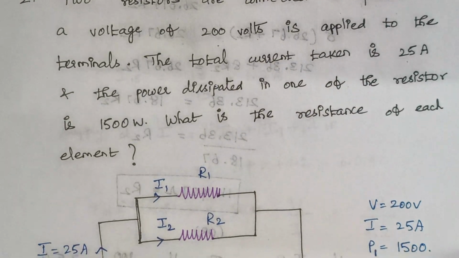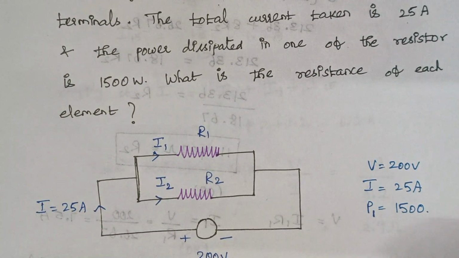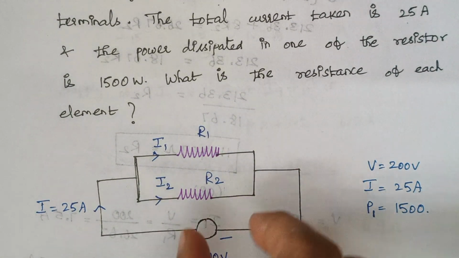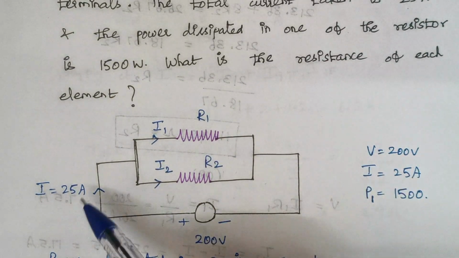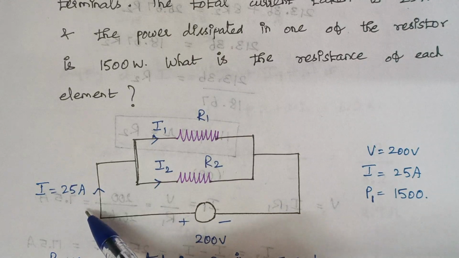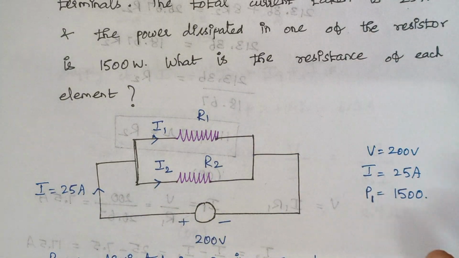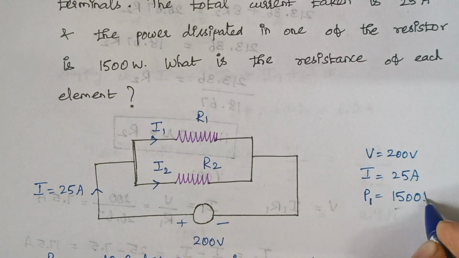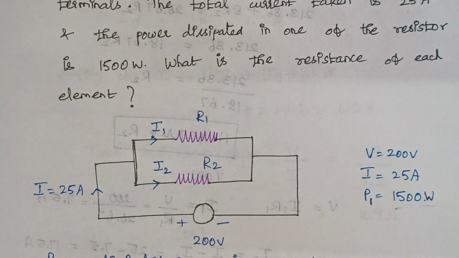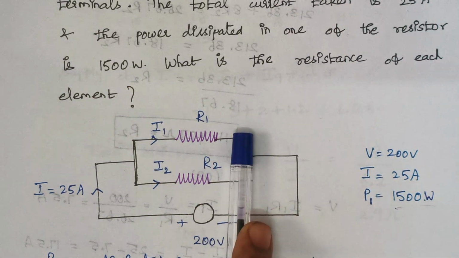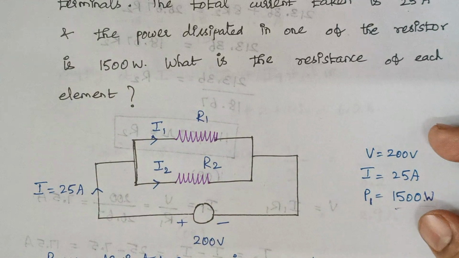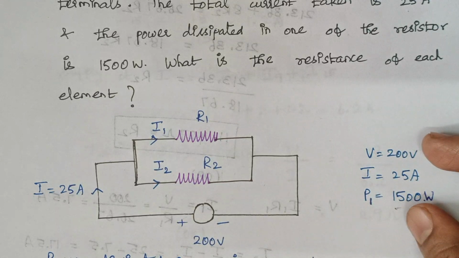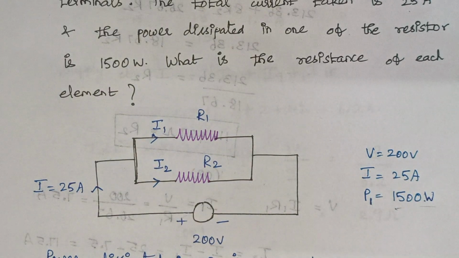So first let us draw the diagram. Two resistors in parallel and they are connected to a voltage source of 200 volt and the current flowing is 25 amps, right? And power dissipated in one resistor is 1500 watts here. We need to calculate the value of R1 and R2, right? So from the given data, okay, these are all the available data here. We need to calculate the resistance value.